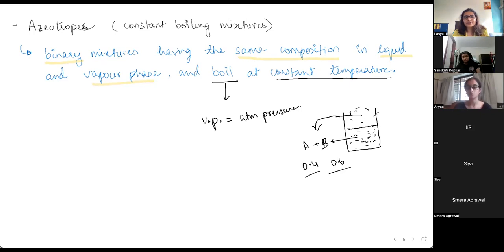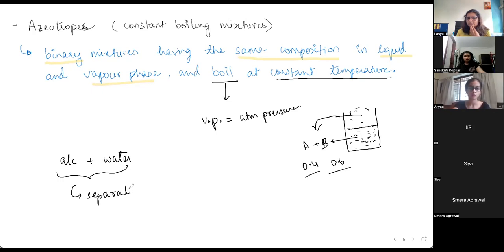How do we differentiate it? If you had a mixture of alcohol plus water, how do you separate it? Fractional distillation. Not fractional, distillation. Different boiling points. Yeah, distillation. If it's a small difference, you use fractional distillation, otherwise simple distillation ho jayega.